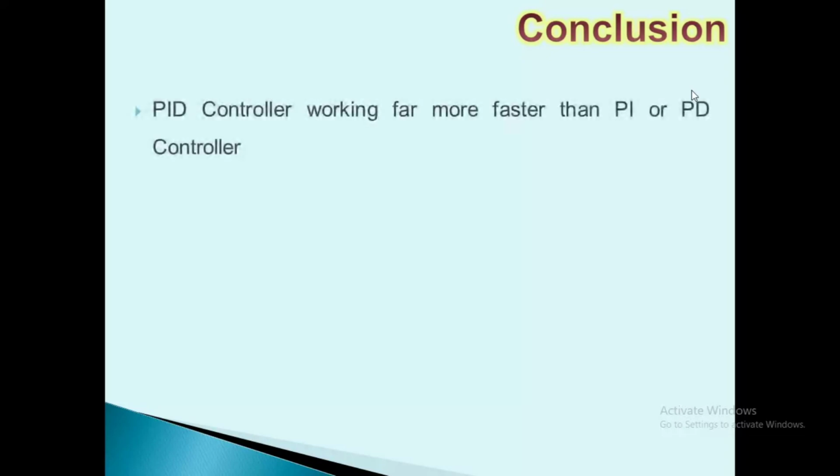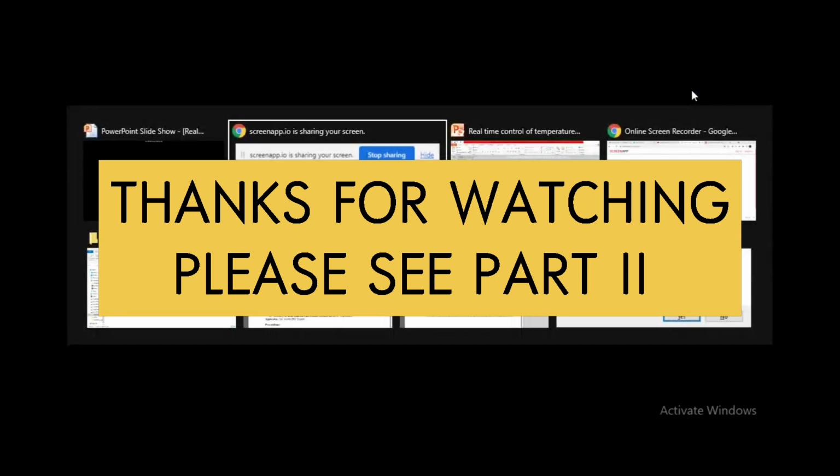And for the conclusion of the experiment, I am just going to tell you what the conclusion will be. We are also going to perform the experiment. The PID controller works far faster as compared to your PI and PD controllers. The second conclusion is that the PID controller provides accurate control action. Now we'll go for your experimentation.